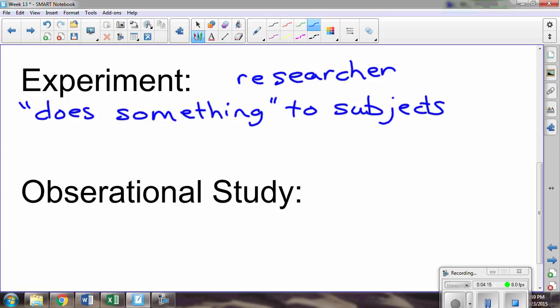Okay, in an experiment, the researcher does something to the subjects. In science, remember how you'd usually have your control group and then the experimental group? A lot of those same designs that you would set up in science are the same types of things we would do in statistics. You set up your control group, you set up your experimental group, and then you collect data on them.